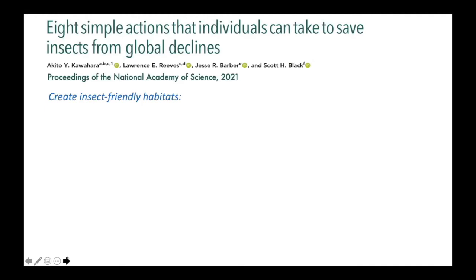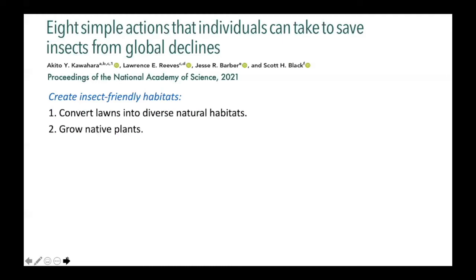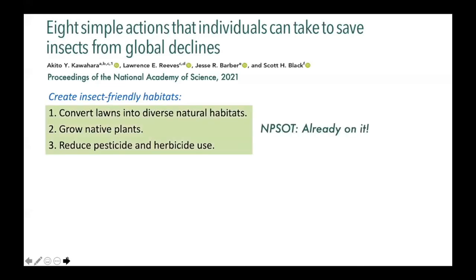And the first several are basically all related to creating insect-friendly habitats. That's converting lawns into diverse natural habitats with lots of native plants, actually growing native plants, and reducing pesticide and herbicide use, of course. And fortunately, it's really exciting that I'm talking to people who are already on top of these first 3 aspects. So this is really important. When you see these fun insects in your yard, you can know that you're making a difference.